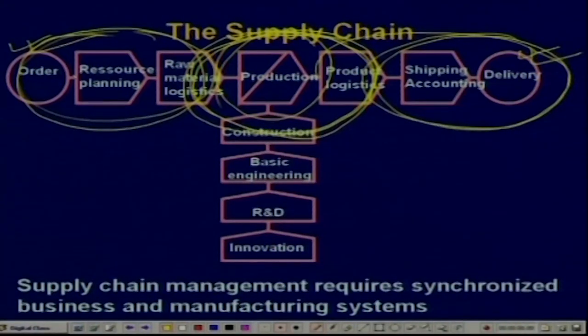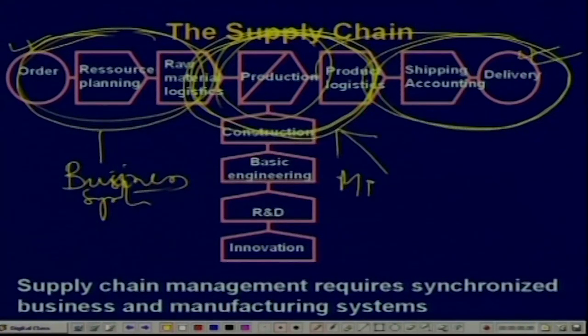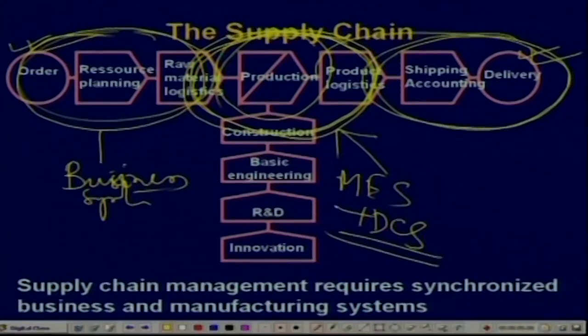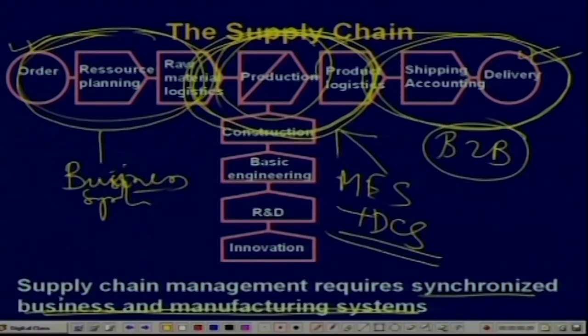If you want to manage the whole supply chain, then it requires basic coordination between these systems, which are sometimes called business systems, and these are the MES and the DCS, manufacturing execution systems and distributed control systems, and these are the B2B systems. So these systems obviously require synchronized business and manufacturing systems. This is the essence of it, that they have to be synchronized and integrated for ultimate coordination, right?